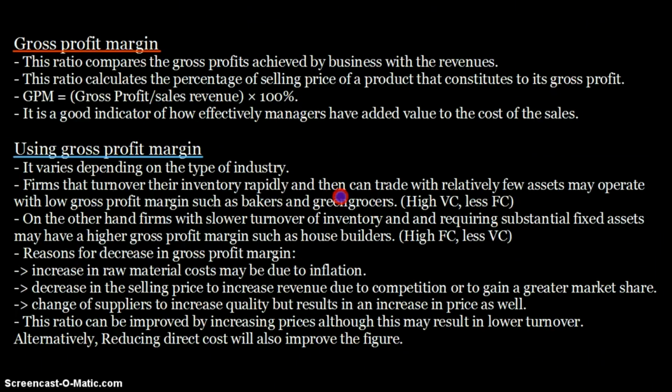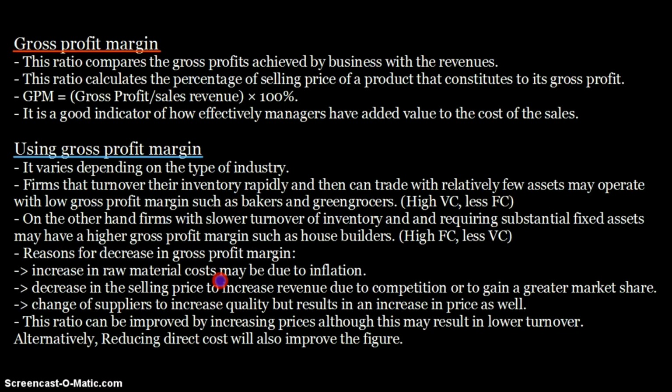If, let's say, this business has a gross profit margin of 20% and this business has a gross profit margin of 60%, that does not necessarily mean that house builders are performing better than those. We have to see other things as well. That's one of the limitations of profit ratios, which we'll talk about in the next lecture. So, just giving an idea that you need to consider the industry the business is operating in as well.